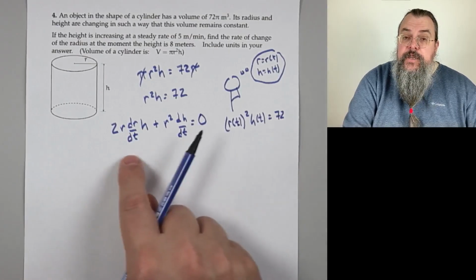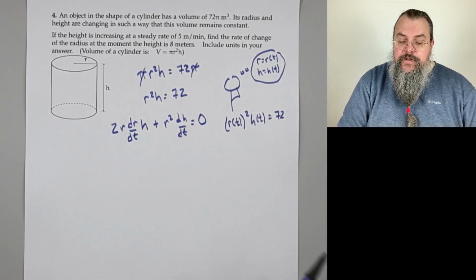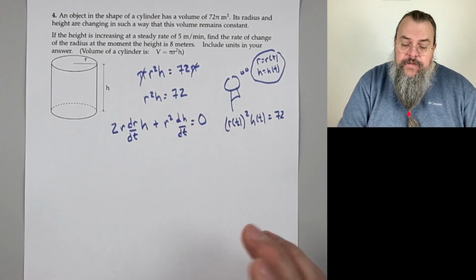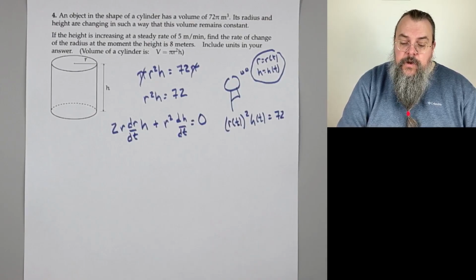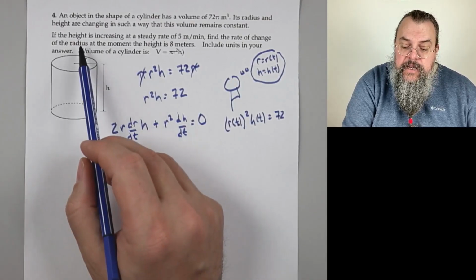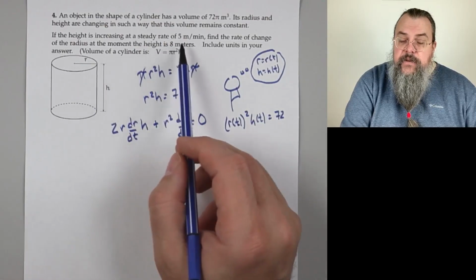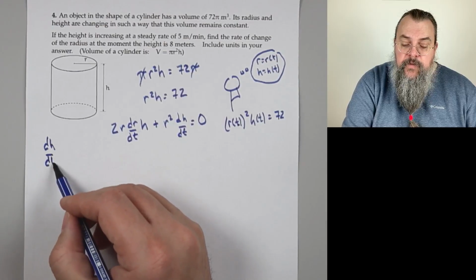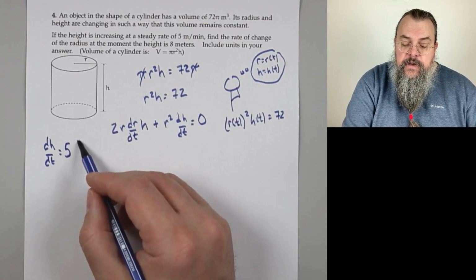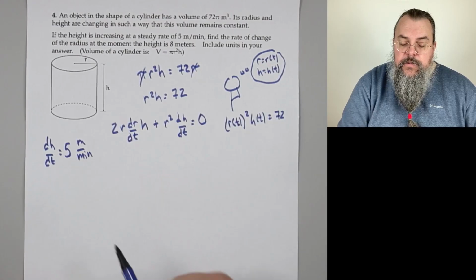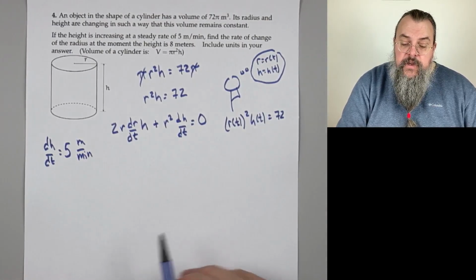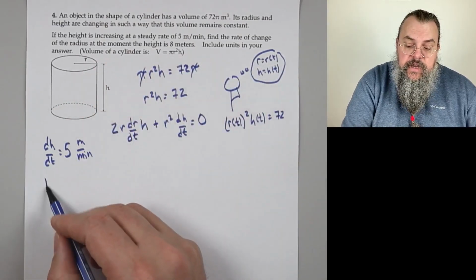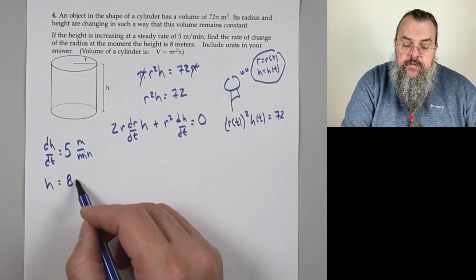So now we have a relationship between our rates. Okay, good. Related rates, we have our relationship. So we have to start thinking about, what do we know? Well, we know a couple of things. The height is increasing at a rate of 5 meters per minute. So that's dh dt is equal to 5. And we'll throw the units in there for the time being. Find the rate of change of the radius at the moment the height is 8 meters. So h is 8 meters.